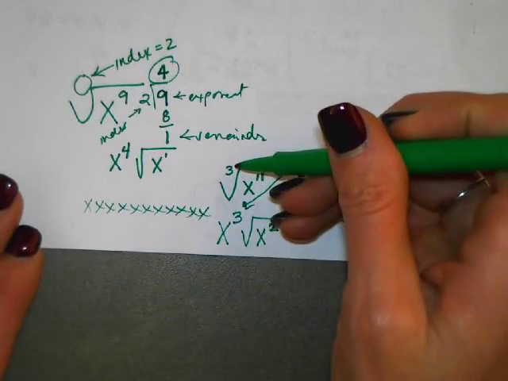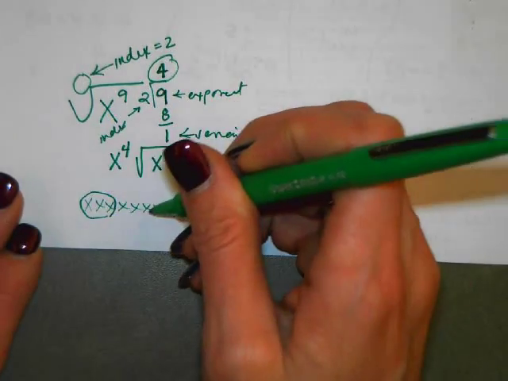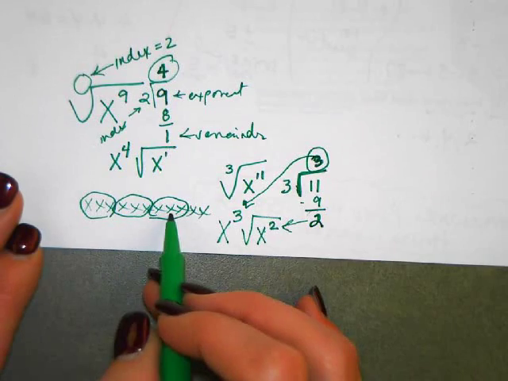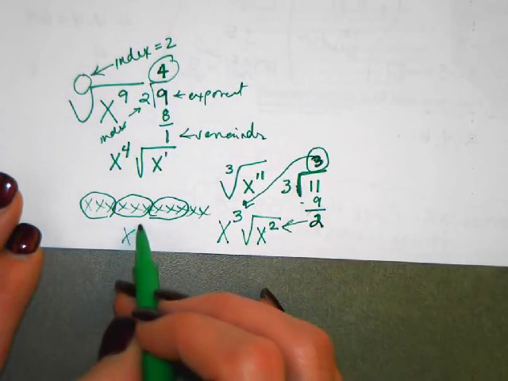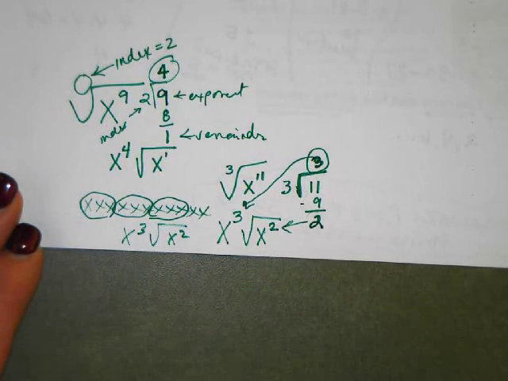I have groups of 3. Before I pull one out, I have one group here, I have one group here, I have one group here. So I have 3 groups I can pull out, right? This becomes my x cubed. I have 2 left over, so that remains underneath here. So the division is just a really easy way to do that.